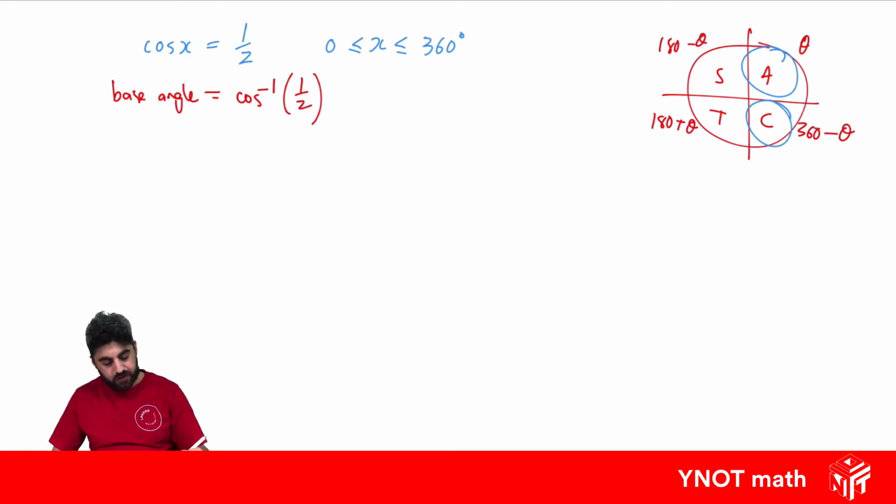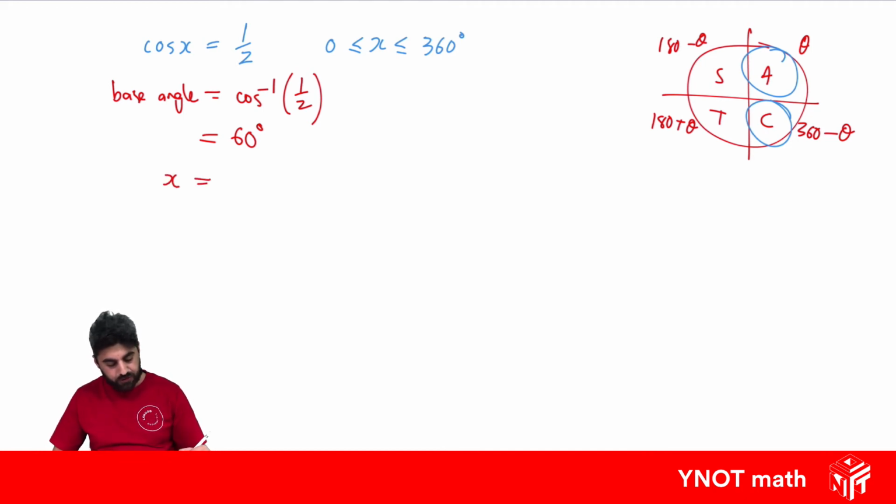And if this was a negative, you'd actually be disregarding the negative here. But it's positive, so we don't have to do that in this one. So the inverse cos of a half is actually 60 degrees, and that's our base angle. And our base angle actually refers to this theta in these quadrants.